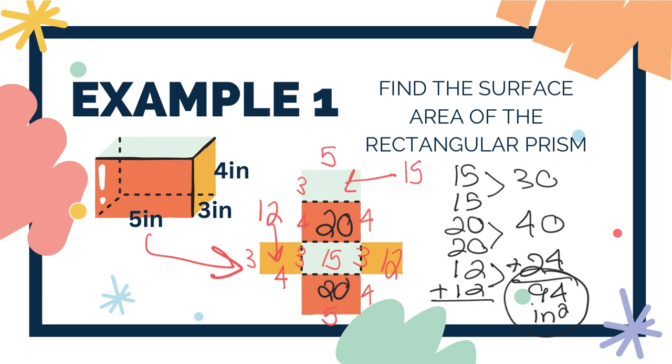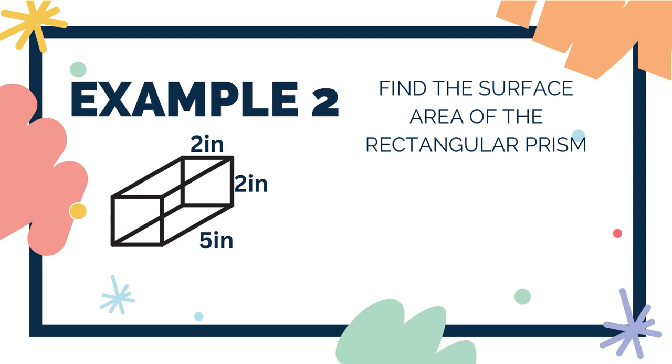Let's do another example. In this example, we don't have the net, but we can still find the total surface area. So it says, find the surface area of the rectangular prism. So we'll start by looking at each side. We know a rectangular prism has a front and a back, which are the same. They have a top and a bottom. And then they also have a left and a right.